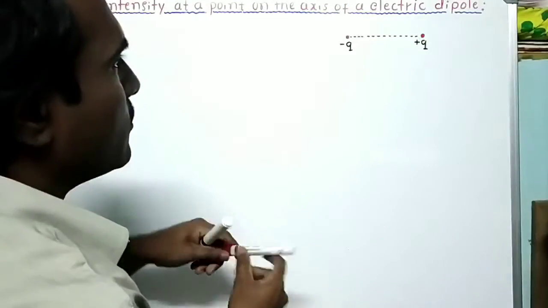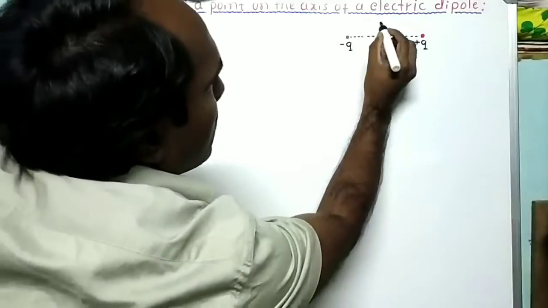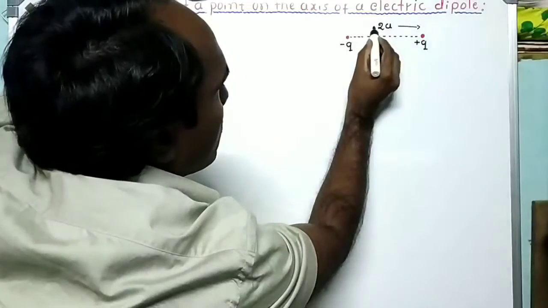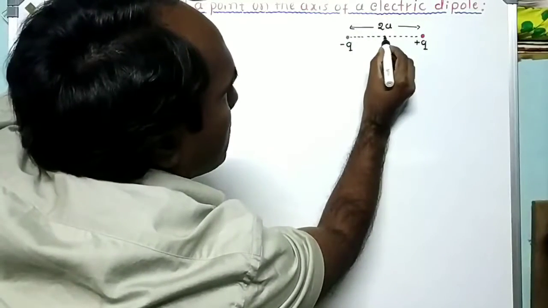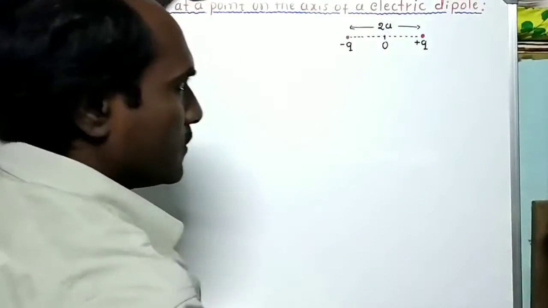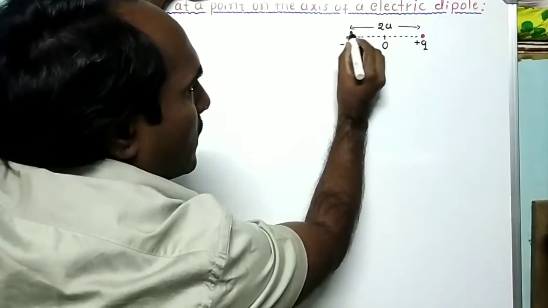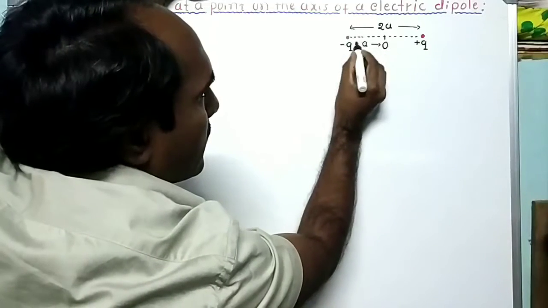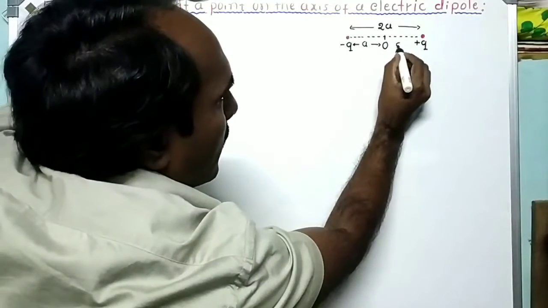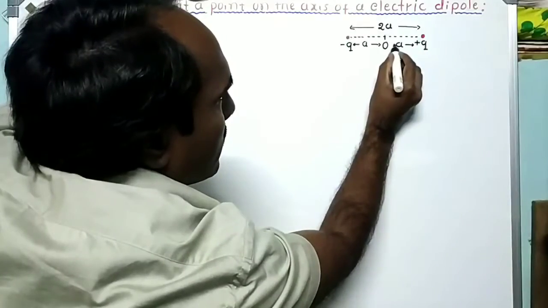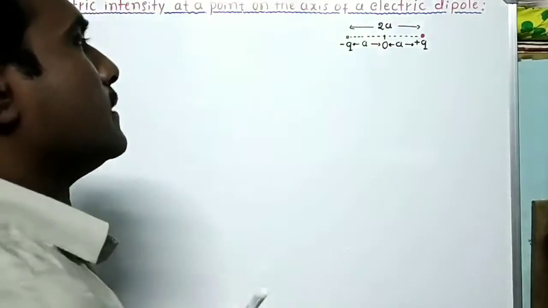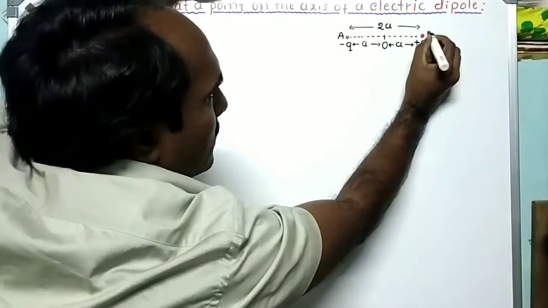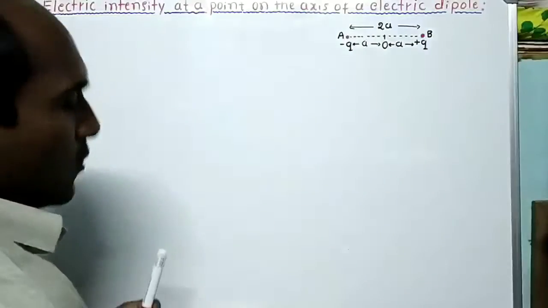Electric dipole length. Now, 2a is the dipole length, and this is the center O of the dipole. If this is 2a, then this is a, and this is also a. In this way, I will name it AB. AB is our electric dipole.